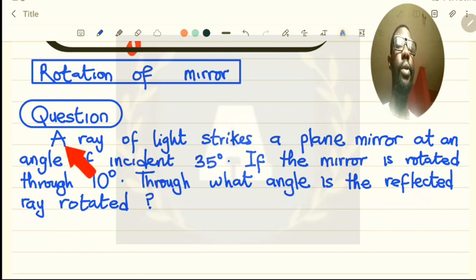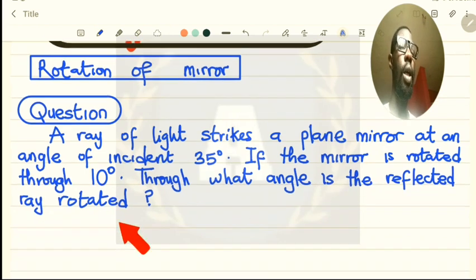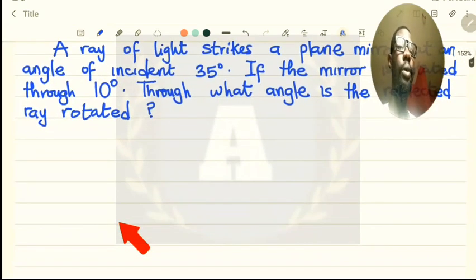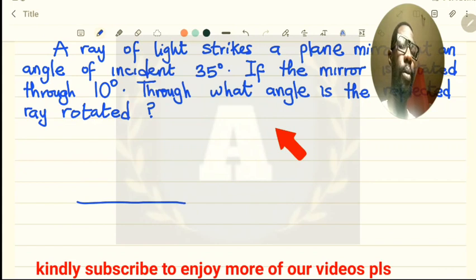The question says a ray of light strikes a plane mirror at an angle of incidence 35 degrees. If the mirror is rotated through 10 degrees, through what angle is the reflected ray rotated? Now, the answer to this question is 20. But meanwhile, don't let me rush to the answer. Basically, this actually interprets the question.